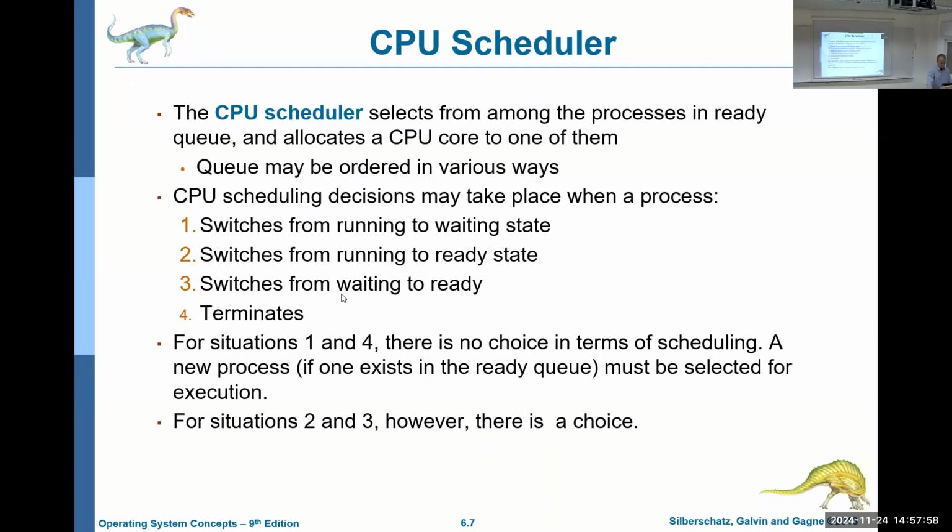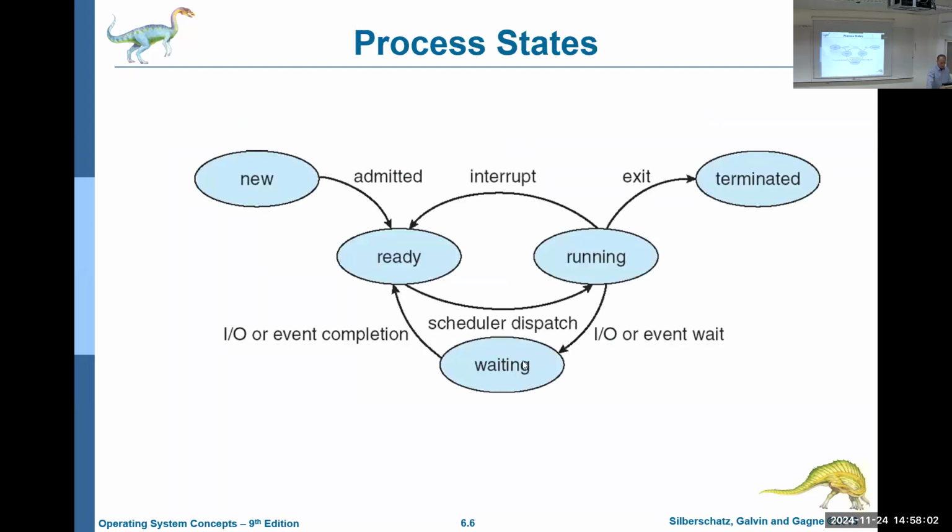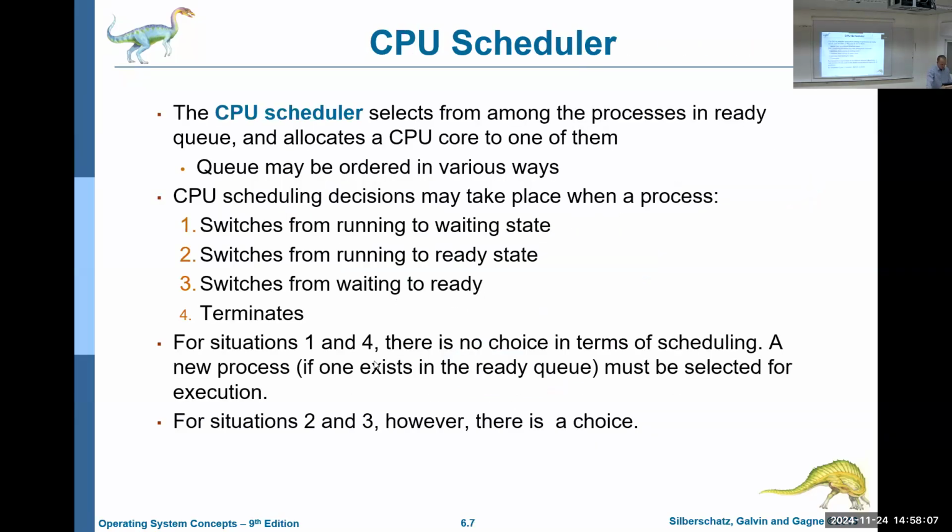I didn't understand why 3 is scheduling. So it's switching from waiting to ready. From waiting to ready. Yeah, it makes more sense that it should be 1 and 2, really. Sorry, what are you saying? Why is scheduling from waiting to ready?